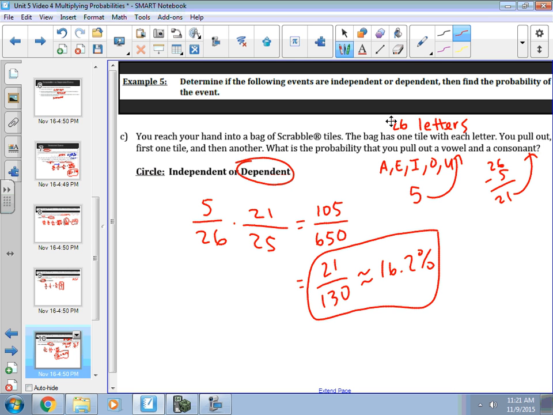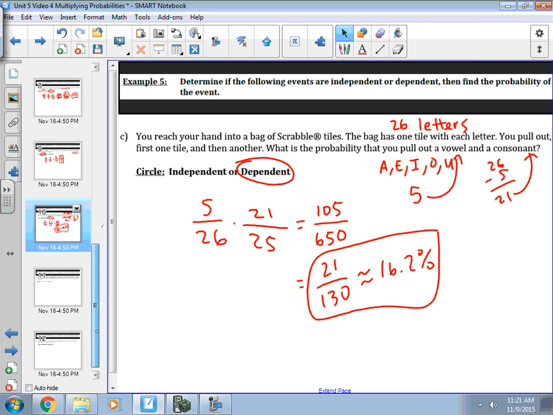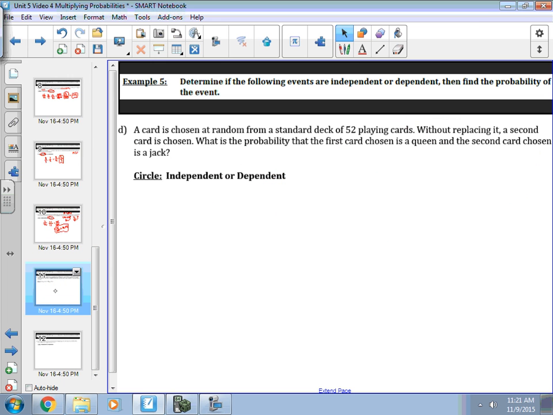All right, why don't you pause the video, try D and E out on your own, see what you get, and then we'll check them. All right, let's see how you did on these last two here. On D, it says it's a standard deck, 52 cards, without replacing it. Okay, that tells us right there, this is going to be dependent. A second card is chosen. What's the probability that the first card is a queen, the second one is a jack?